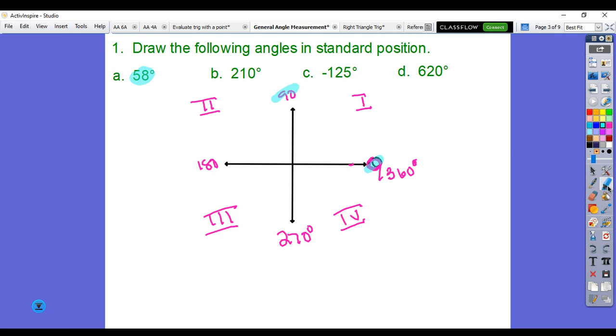How about 210? So I start here at 0, and it's more than 90, more than 180, but less than 270. So this angle, 210, goes past 180, but it's not more than 270, so it lands in the third quadrant. So this angle goes from here to here, 210 degrees. Okay. Now, what if it's negative?